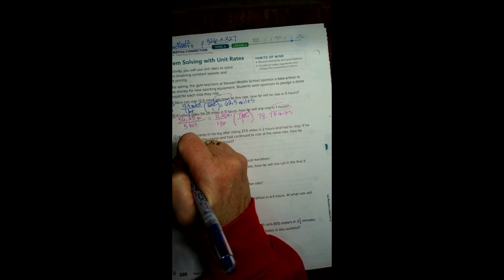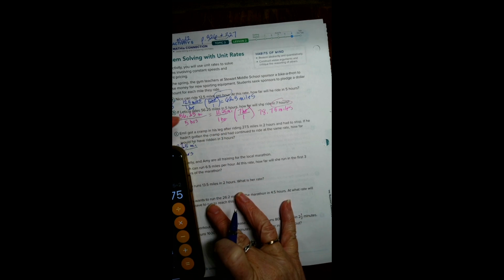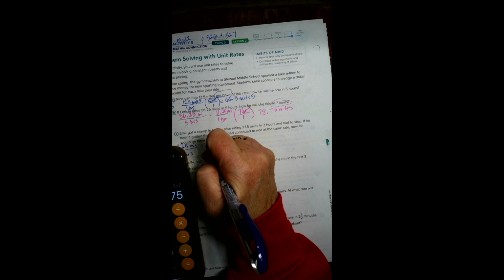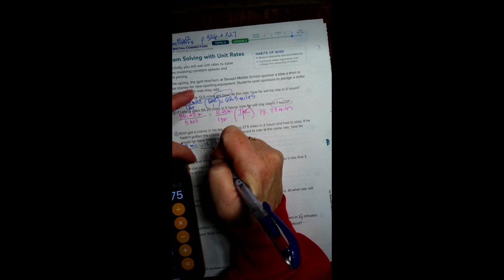Okay, next one. Emil got a cramp in his leg after riding 27.5 miles in 2 hours and had to stop. If he hadn't gotten the cramp and had continued to ride at the same rate, how far would he have ridden in 3 hours? So we can do the same thing. So 27.5 miles in 2 hours is 13.75. So 13 3/4 miles per 1 hour.